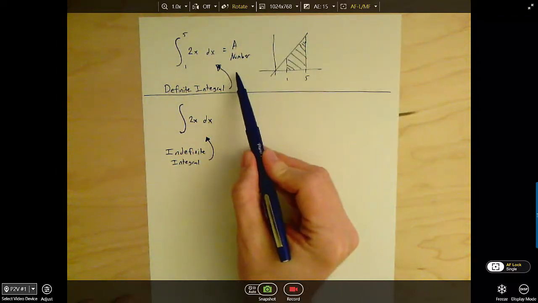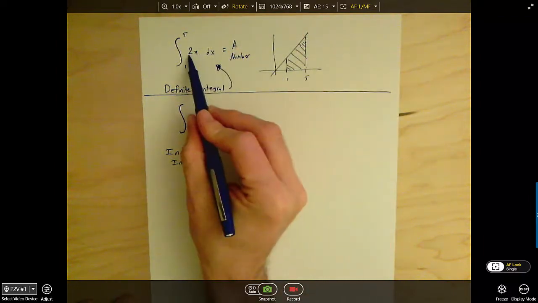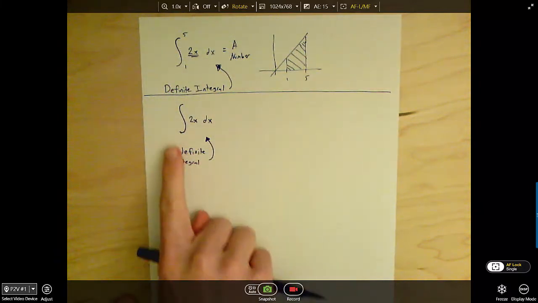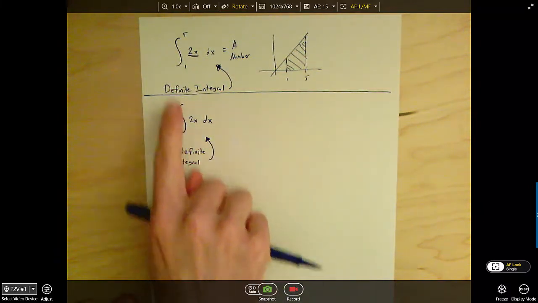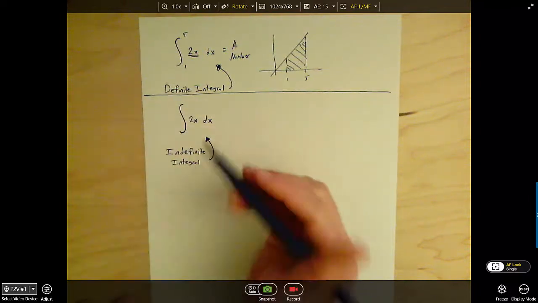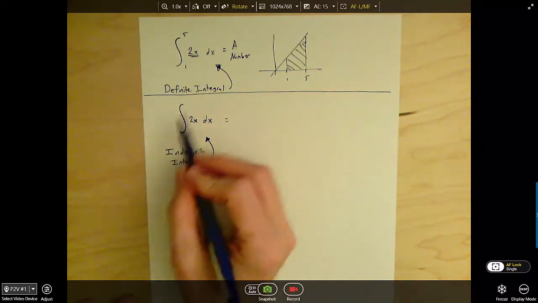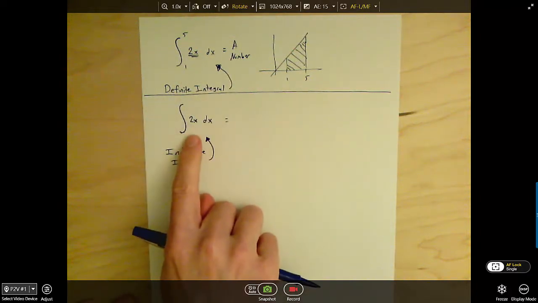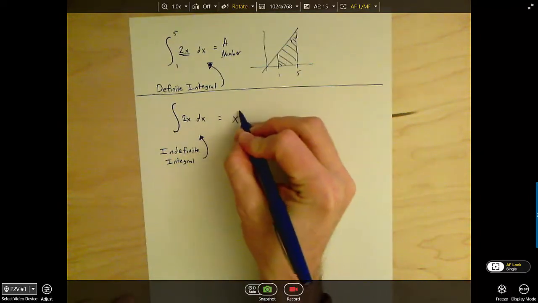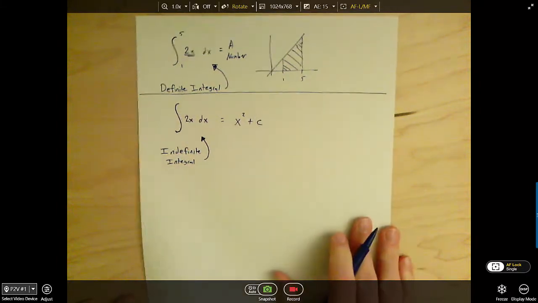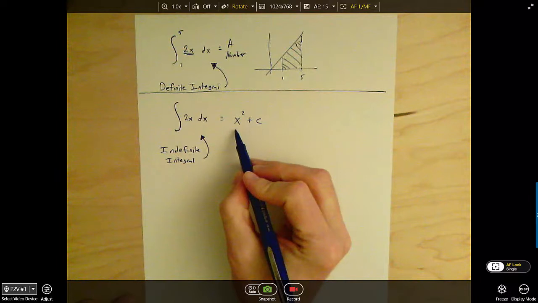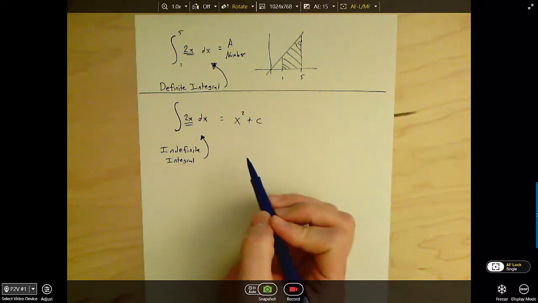And as you know, the number represents the area under the curve 2x between the x values 1 and 5. Okay, so the indefinite integral still uses the integral sign, but there are no bounds of integration here. So what does this thing actually mean? What does it represent? Well, if this thing is a number, this actually represents a function, x squared plus c. So this is actually the most general antiderivative of 2x.